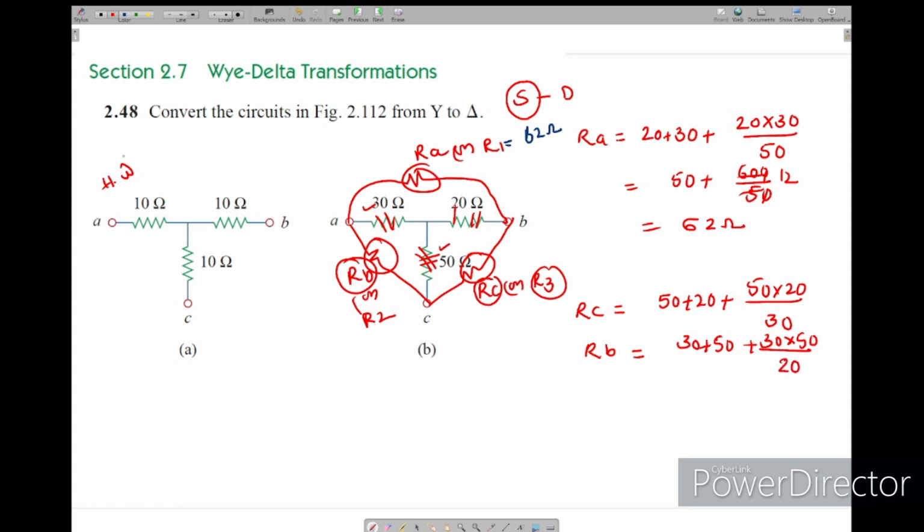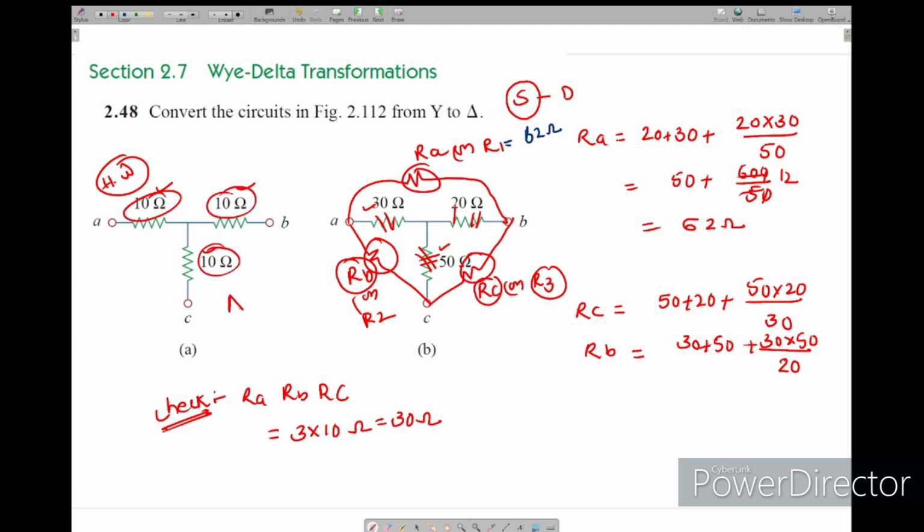Here, why I give homework is, if you do this we will get RA, RB, RC values as 3 times 10 ohms. Because when all the values are equal, every value in the delta is 30. Check this shortcut: when all are the same, in delta we get the value multiplied by 3. That's what you should verify.